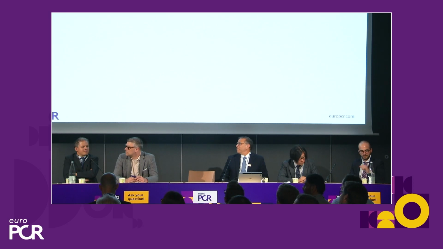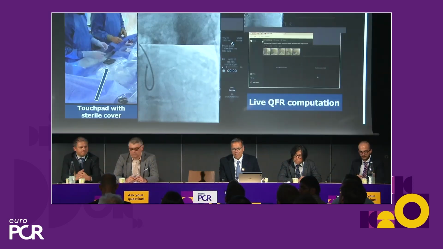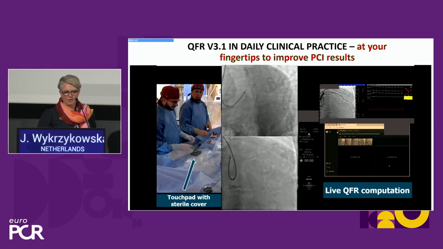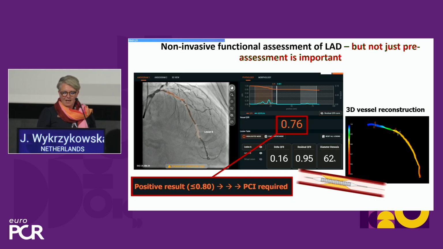Sure. So what have we learned today that we can take to practice? I think we learned that QFR 3.1 is a great solution to plan your procedure and to optimize your PCI results. And it is at your fingertips because you have an iPad that you can use in your cath lab. You are already doing an angio and you're only using the information that's already there with a sophisticated tool that works in 30 seconds and 5 clicks.